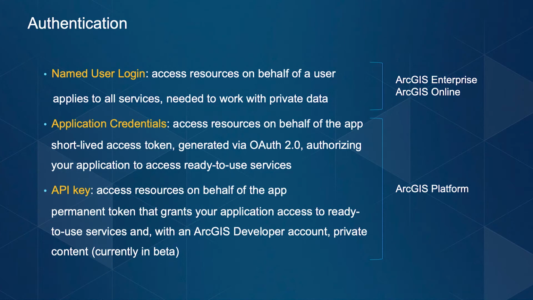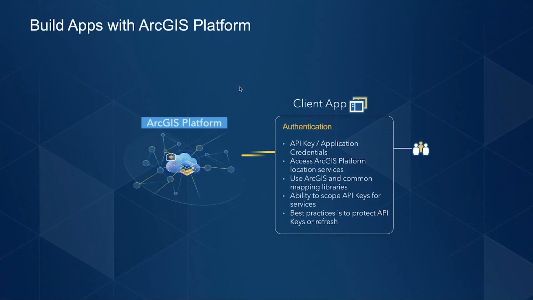If you look at this a little bit differently, you could be building a client app, and your client app needs, for instance, base maps, let's say geocoding and routing. You can set up an API key or application credential to access those services on behalf of your users. You can also leverage either an ArcGIS API or SDK, but also you can leverage common mapping libraries as well.